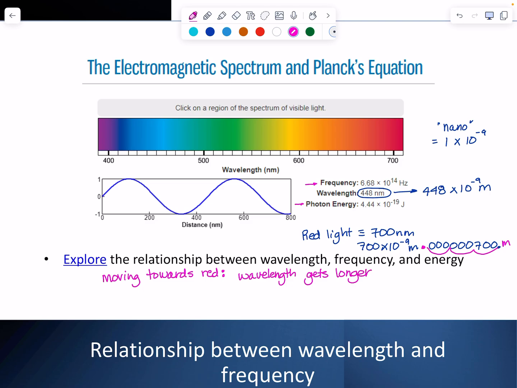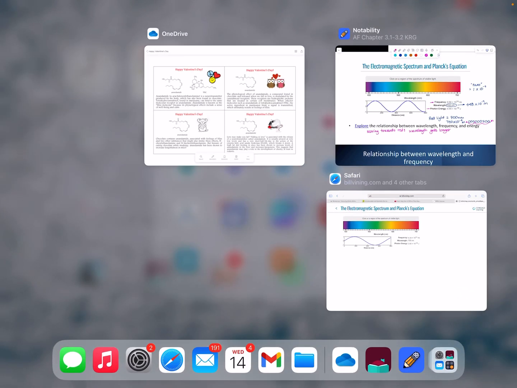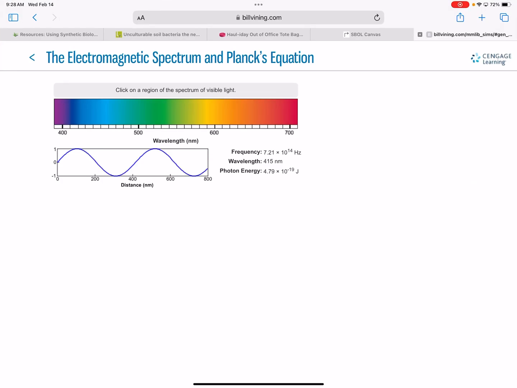All right, so let's go back and we'll see what happens to something called frequency, okay? So I'm going to start in the blue here. And we'll see our frequency is 7.36 times 10 to the 14 hertz. And I'm going to go to the red. Does my number get bigger or smaller for the hertz? So 7 times 10 to the 14, 4 times 10 to the 14. So as my wavelengths are getting longer, okay, my frequency is getting smaller, okay?